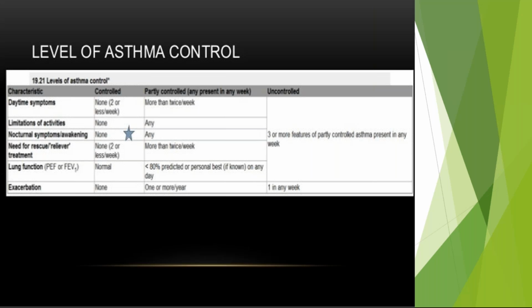In uncontrolled, he will have more number of day symptoms. There will be limitation of activity and nocturnal symptoms three times a week, and he might be using the rescuer treatment more than three times a week, and there will be exacerbations one time in a week.